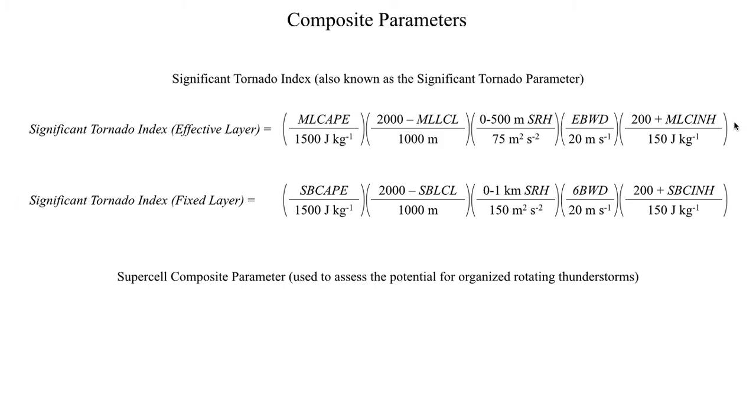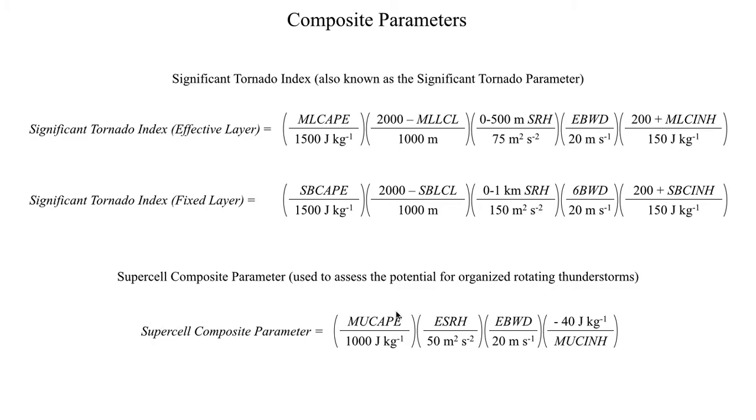And usually values above 1 for the significant tornado index are a potential signal for tornadoes, and a similar thing for the supercell composite parameter. So here we're using most unstable CAPE, which is the most unstable convective available potential energy. By using MU CAPE, you're basically saying that you don't need a thunderstorm to be surface-based. MU CAPE allows you to diagnose the potential for how much buoyancy might be present in a thunderstorm that's not surface-based, that's not drawing warm, moist air in from the ground level.